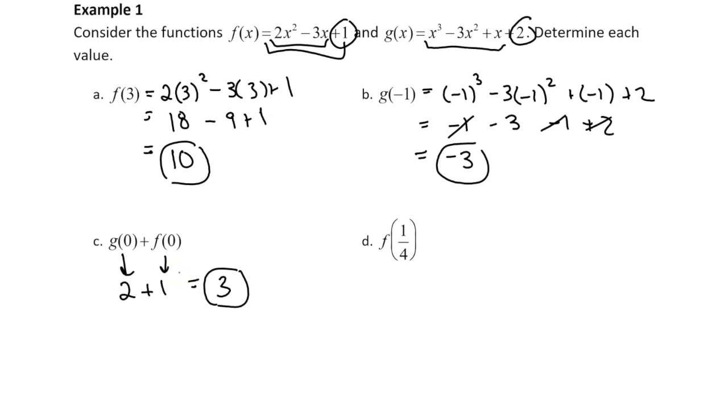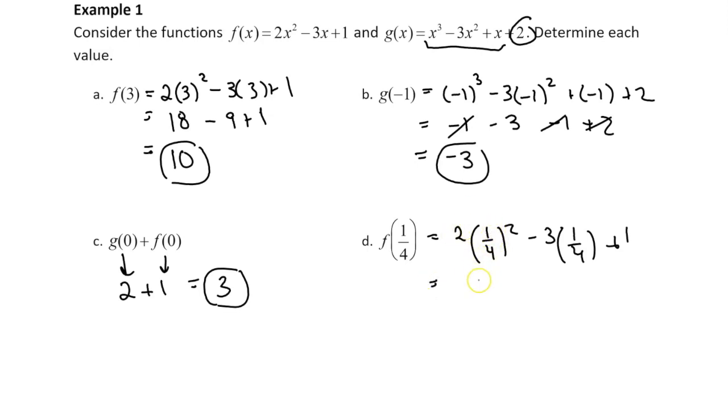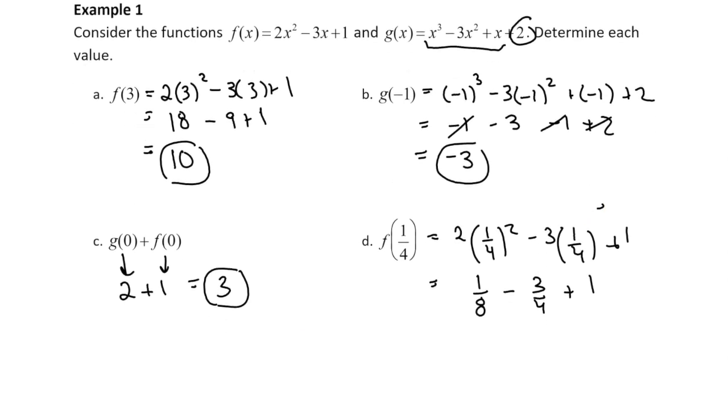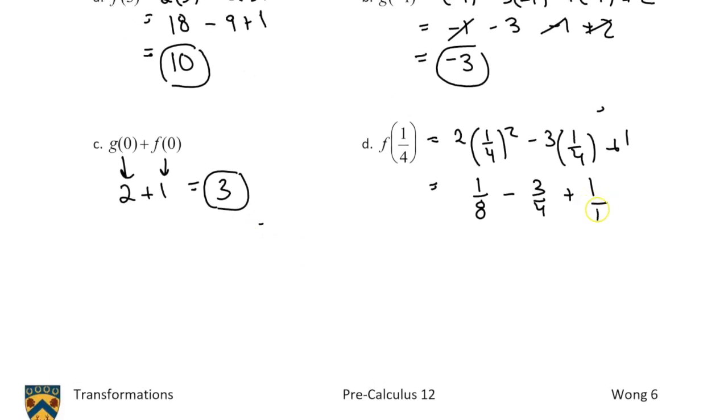And then for a quarter here, you could just substitute that in. And if we do something like that, well, we would end up getting 2 times 1 over 16. So I'm just going to say that's 1/8 in a reduced form, minus 3/4 plus 1. And then you want to get a common denominator just to be able to join everything here. So taking a look at what we have here, we could get a common denominator of 8.